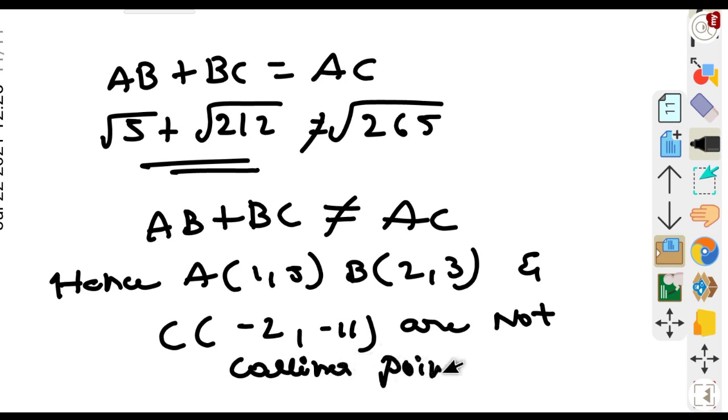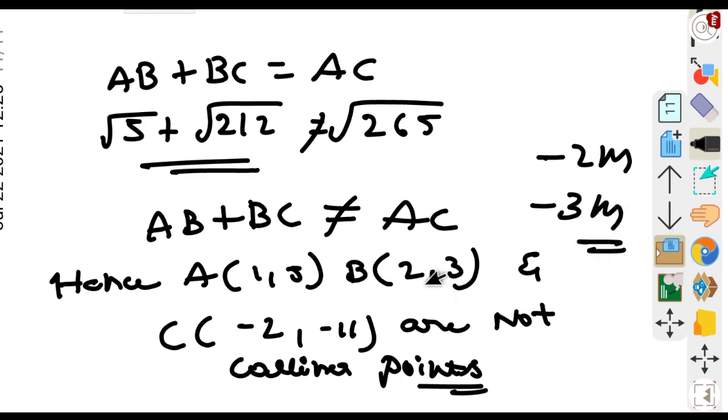Okay children, now this is how we need to solve the problem, and this question will be asked for 2 marks or 3 marks, children. It's a very important problem. So you need to take this condition and find the distance between AB first, afterwards BC, afterwards AC, and check whether LHS is equal to RHS or not by adding. In this problem, the LHS is not equal to RHS, so we have come to the conclusion that the given coordinate points are not collinear points.